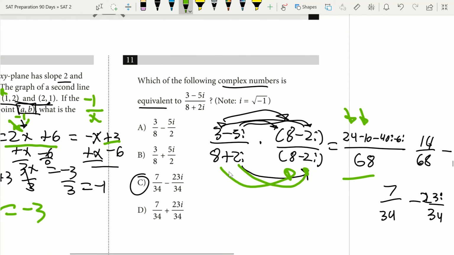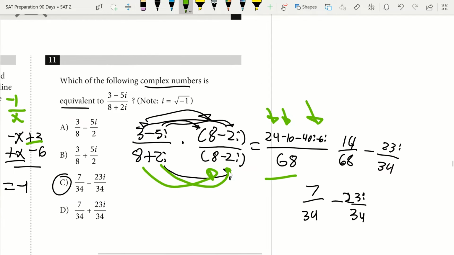And then I'm going to end up with negative 40i, because negative 5i times 8 is negative 40i, and then minus 2i times 6, that's going to be this right here, that minus 6i. So I got to end with minus 46i, which I can simplify down to negative 23i over 34, which I see I've got the only answer with right here, so that's correct.